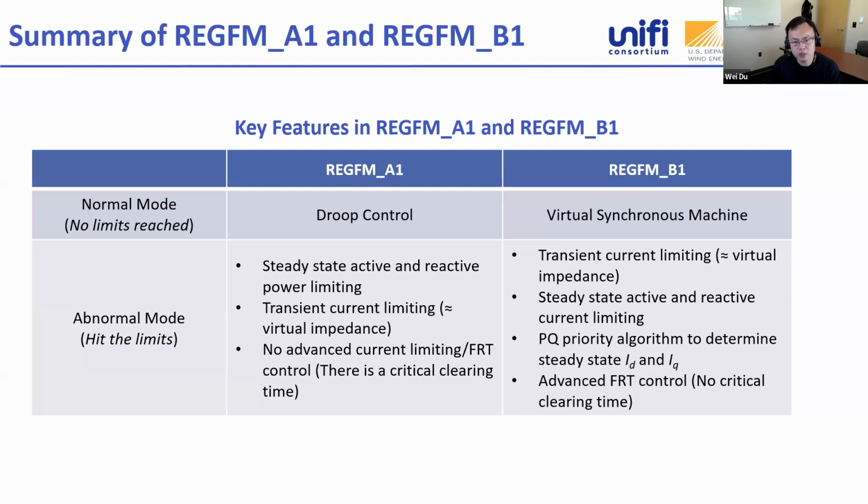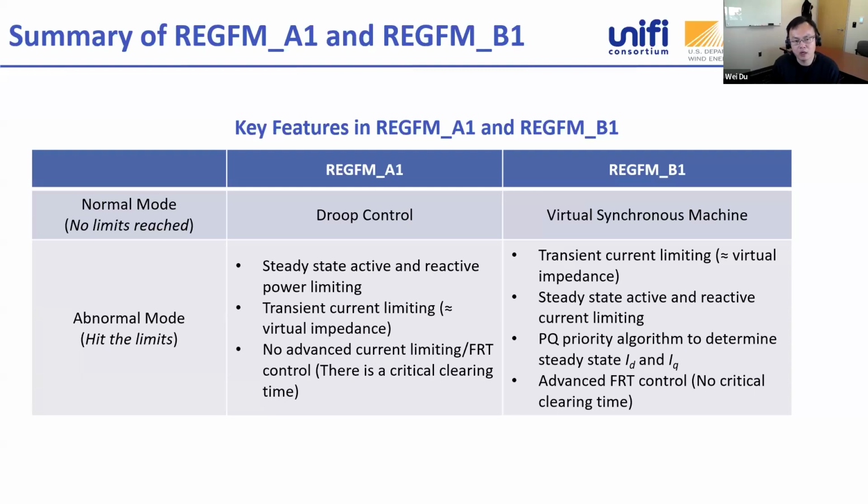This table summarizes the main features of those two models. You can see for normal operation, the REGFM A1 model represents droop control, and the REGFM B1 model represents virtual synchronous machine control. That mainly refers to their normal operation. But actually, when we developed those models, 95% of the effort was spent on handling abnormal operation modes, meaning when their limits are reached for different kinds of events.